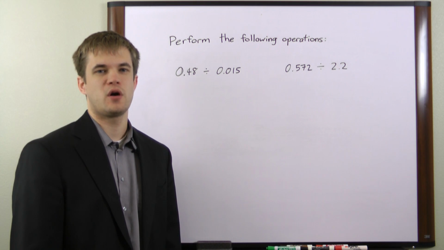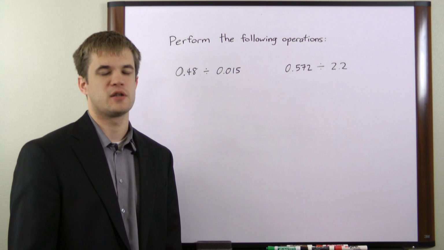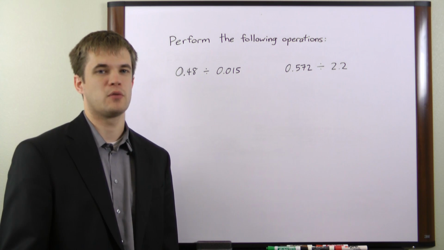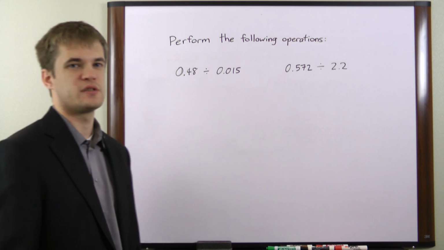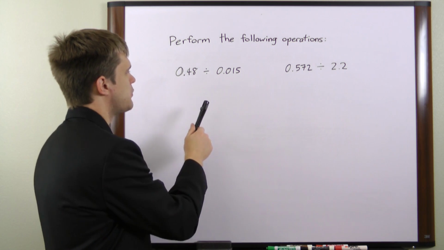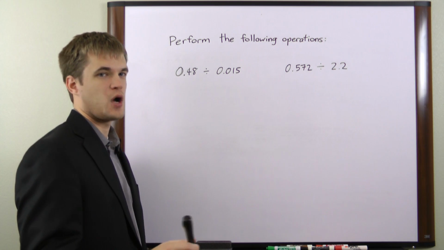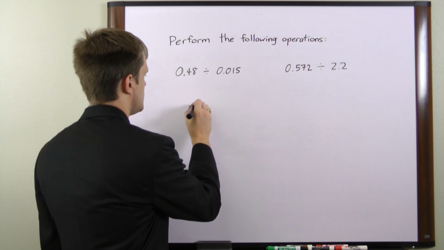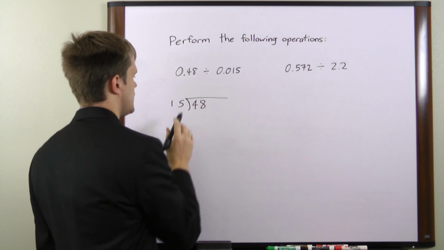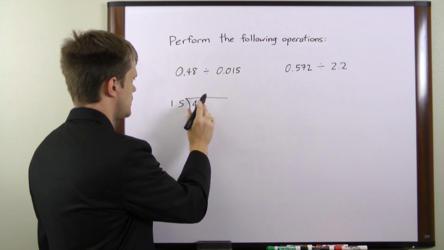Like multiplication, one of the hardest things about dividing two decimals is figuring out where the decimal point goes in the answer. But once again, I'm going to demonstrate a method that allows you to locate the decimal point before you begin. Let's look at these examples. First, we have 0.48 divided by 0.015. The first thing we're going to do is set up a long division problem using whole numbers. We're going to have 48 on the inside and 15 here on the outside. Now the decimal point is going to start here.